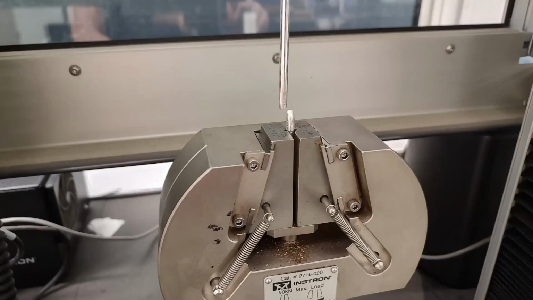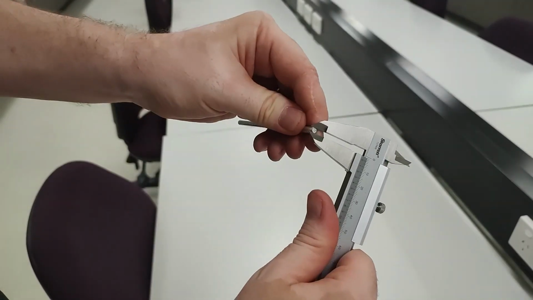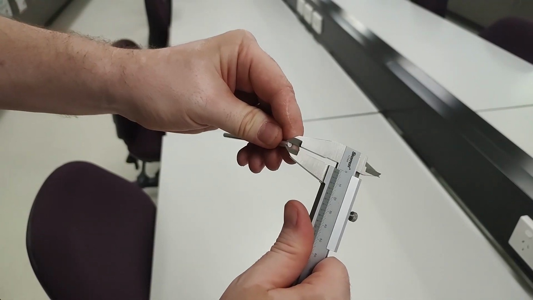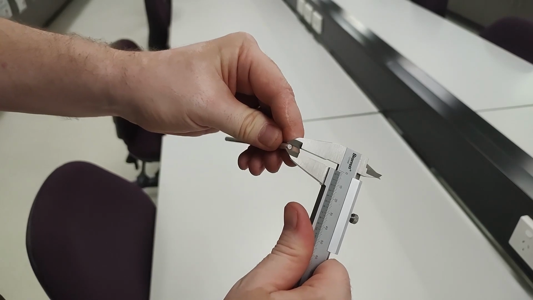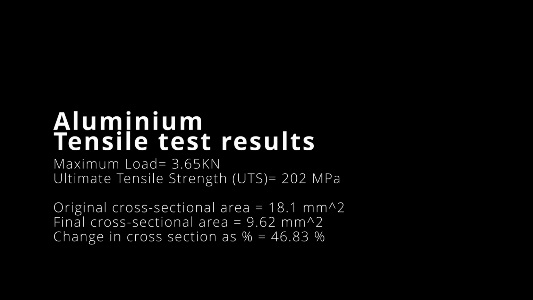As you can see, there's significant necking and plastic deformation in the sample. The diameter measures at 3.5 millimeters at the neck section. The maximum load that the aluminium tensile sample could withstand was 3.65 kilonewtons. The ultimate tensile strength was 202 MPa.